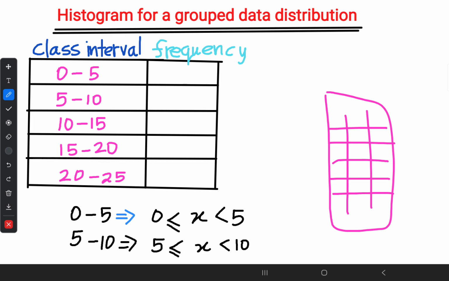So the people who are exactly 5 in age, or greater than that but less than 10, belong to this particular interval. So what are the ages in whole numbers? Their ages are 5, 6, 7, 8 or 9. Only these aged people belong to the second interval. Likewise, for the next interval, whose age is exactly 10 or greater than that but less than 15: 10, 11, 12, 13, 14.